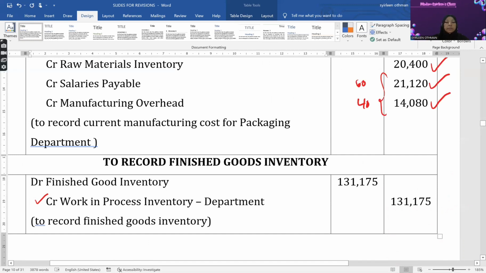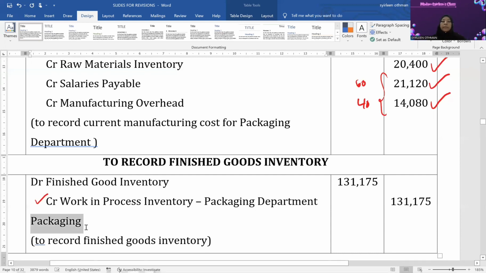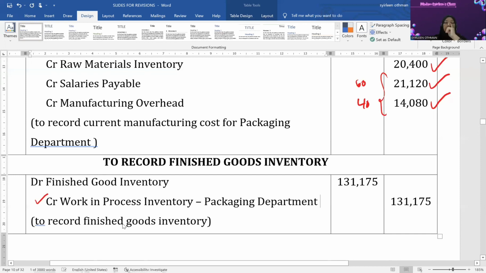Okay, so this one will be your packaging department. Okay, alright. So kita akan debit, kita tak debit WIP ya, kita akan debit finished goods inventory sebab dia akan keluar dari kilang, dia bergerak masuk ke store.